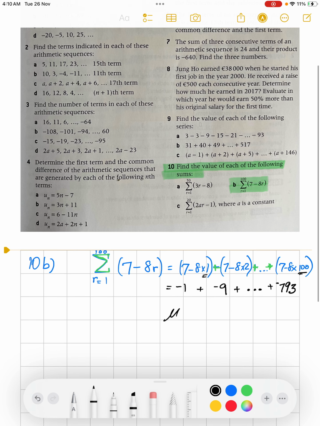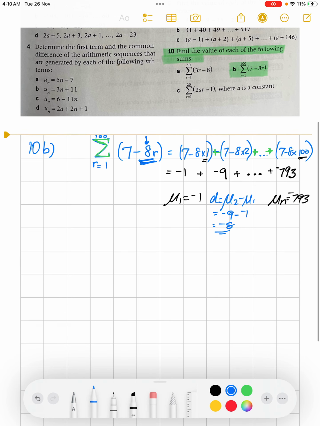Well, the first term is negative 1. The nth term is negative 793. d is, if you look at the common difference, and I'm just going to take the second term, subtract the first term, and you can see it's going to be negative 9 plus 1, which is negative 8. And that's the mystery number here, which says they're going down by 8 every time. It's like the negative 8 times table, 7 greater than, and so they go down by 8 each time.